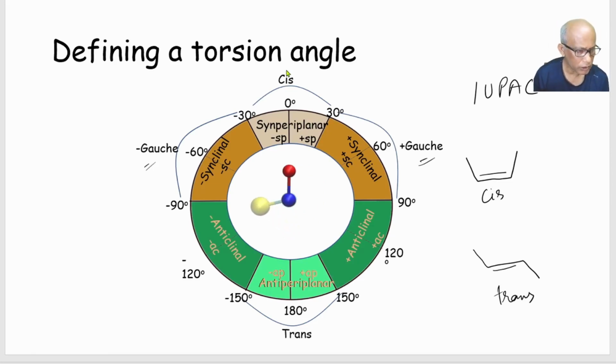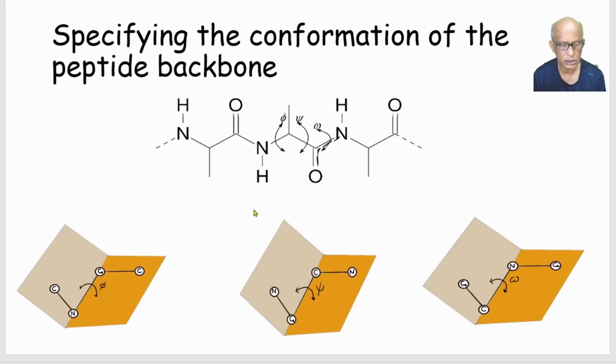Now when you come to peptides, let us see what the torsion angles involved in the peptide backbone are. Here is a peptide backbone I have drawn. If you go through this backbone, you see there are three kinds of torsion angles. The first one is defined by the carbonyl carbon out here, then the nitrogen, then the C alpha carbon, and then the next carbonyl carbon. So these four atoms define a torsion angle, and we call it the Phi torsion angle.